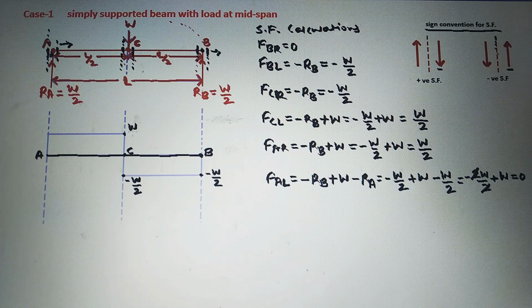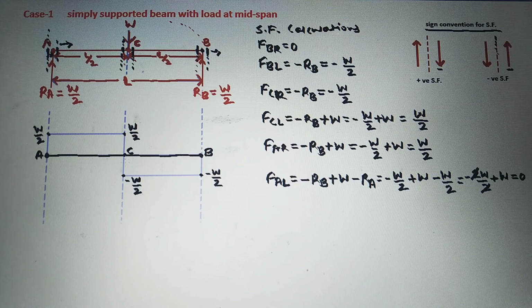Next we will plot the shear force just right of A, that is also plus W by 2, so it will be above the baseline. So here we will write plus of W by 2. Next, shear force just left of A, that is 0, so we will plot that on the baseline.